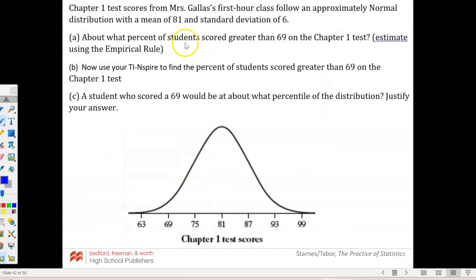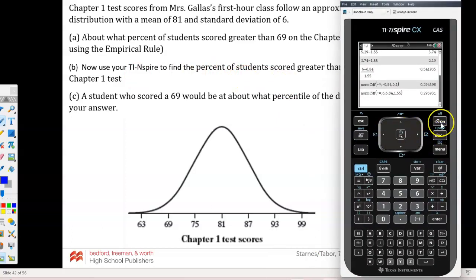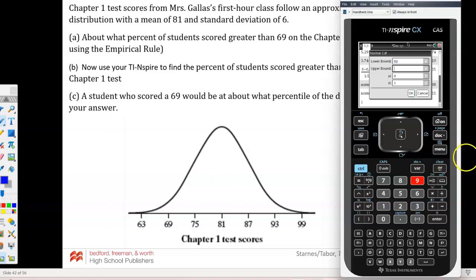Second question was, now use your TI-Nspire to find the percent of students who scored that. So if we want to use our Nspire, let's try that. So we go to menu, 6, 5, 2. We don't want our negative infinity here. We want 69 as our lowest number there. To a max of, don't say 99. It really needs to go to infinity technically. So we're going to go infinity. If you have the ACT calculator, the non-CAS, you have to say a big number like 99999.